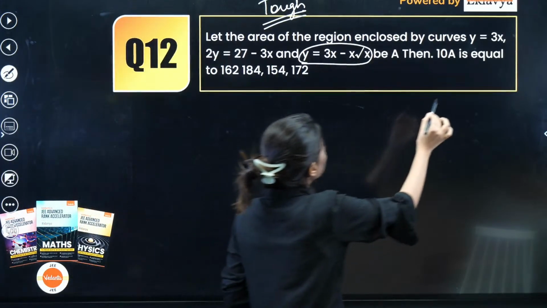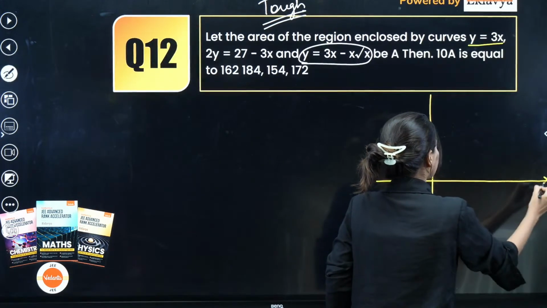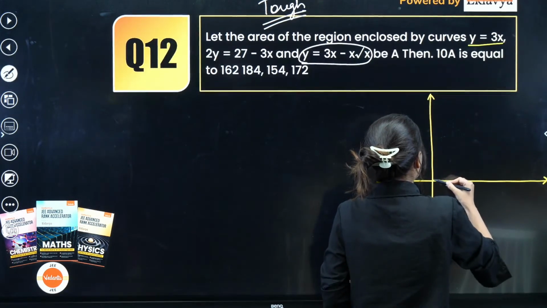So y is equal to 3x is one line which we can directly plot. Y is equal to 3x will look like this.